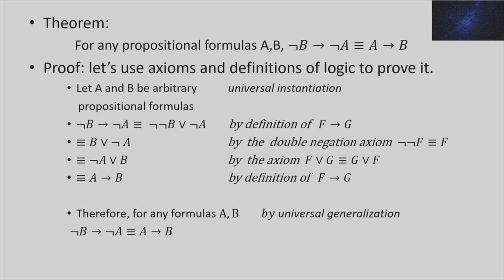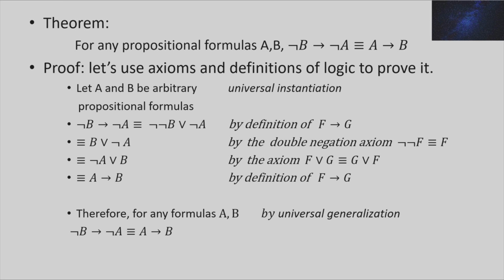Then we can apply double negation, another axiom. Then we can apply another axiom to switch the order of B and not A to get not A or B. And finally, we could use the definition of what it means to write F implies G, but now our F will be A and our G will be B. The first time we used the definition, our F was not B and our G was not A.